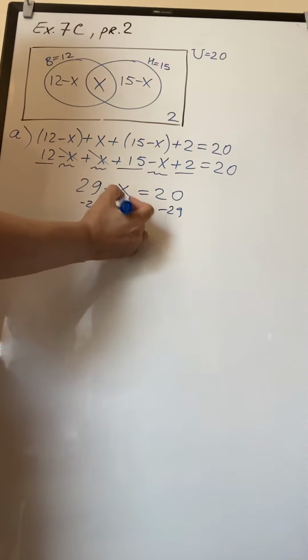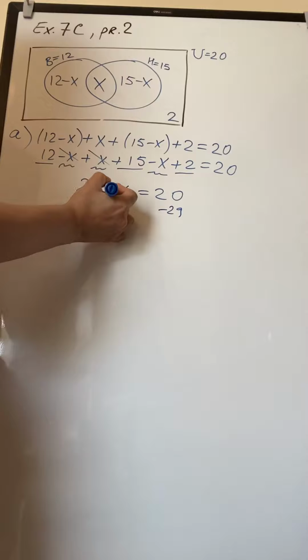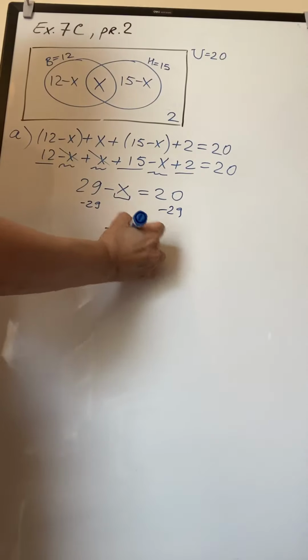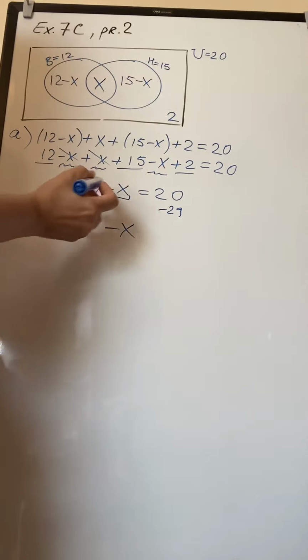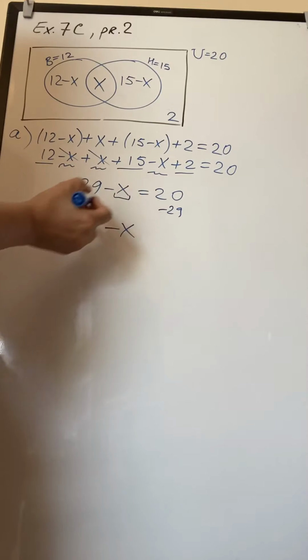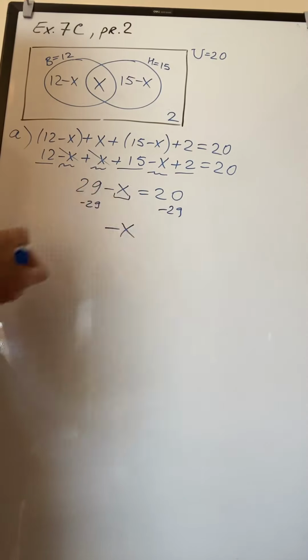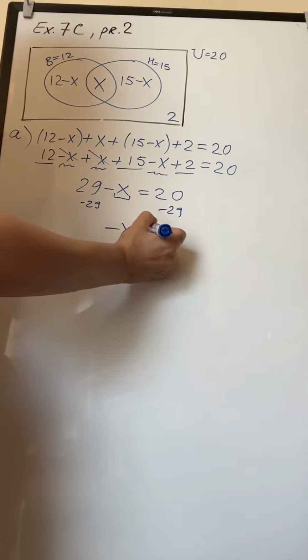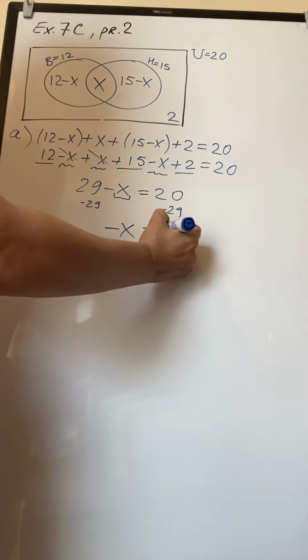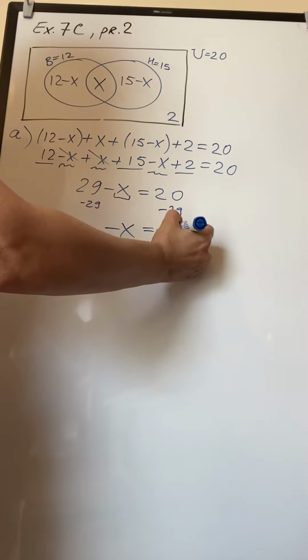What have we got left? It's not x yet. It's a minus x, a negative x. Why? Because the positives and negatives belong to the variable that comes after them. They're together. It's not just x, it's actually a negative number. Negative x equals, well, 20 minus 29 is minus 9.